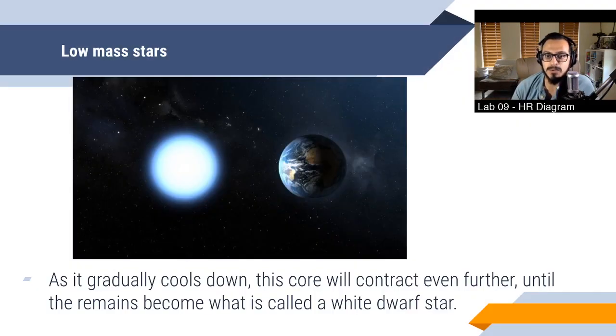As it gradually cools down, the core will contract even further until the remains become what is called a white dwarf star, and thus ending the life of the low mass star.